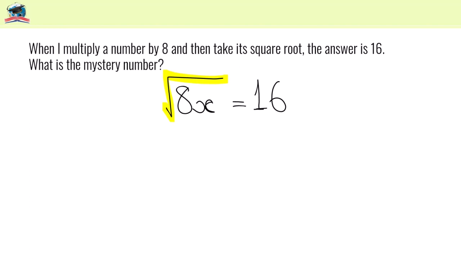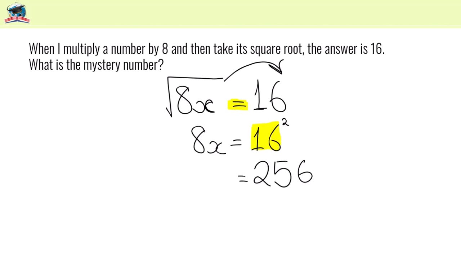We're going to take it to the other side of the equal sign. So this is the equal sign in the middle here. And when it goes to the other side, it changes. You have 8x here, equal to 16. When it gets to the other side, it's going to square everything that it meets. It meets 16. So it's going to be 16 squared. 16 times 16 will be 256. So we now have 8x here.